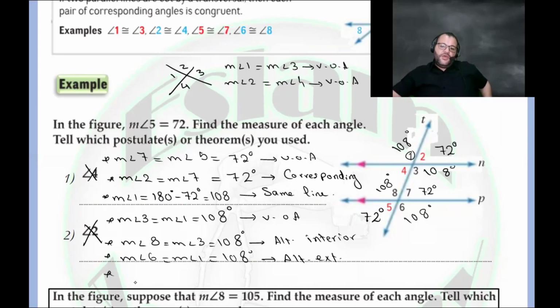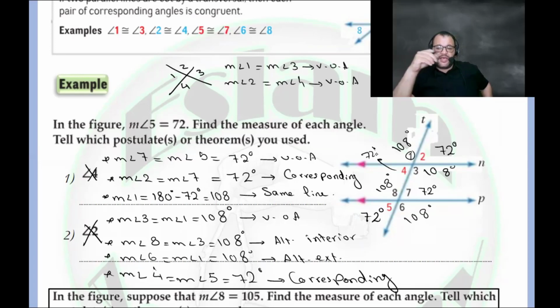They are the same. They are corresponding, so they are equal in measure. So we can say that measure of angle 4 equals measure of angle 5 equals 72. Why are they equal? Because they are corresponding. So this will be 72. Any problem now to find the missing angle?